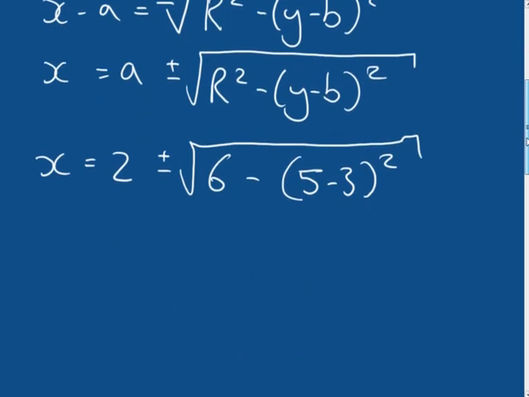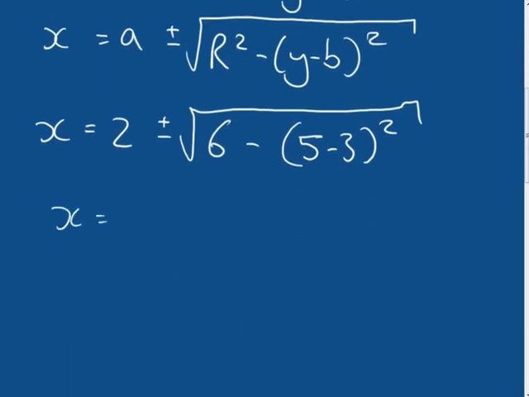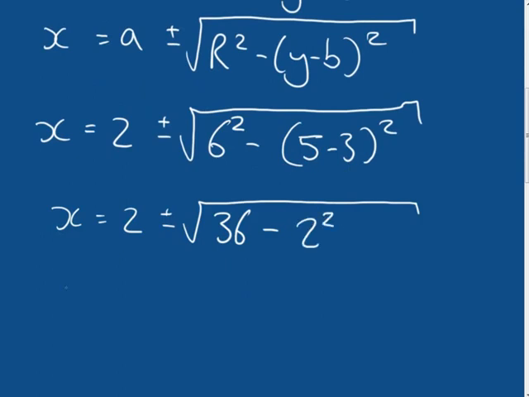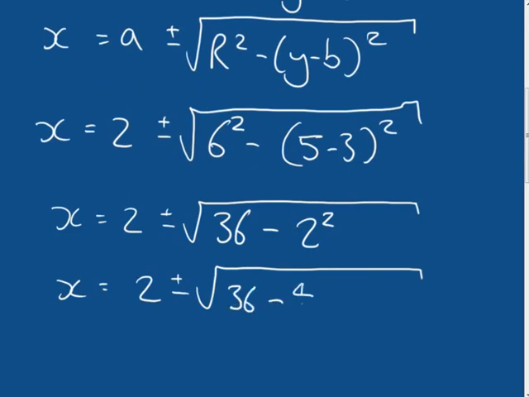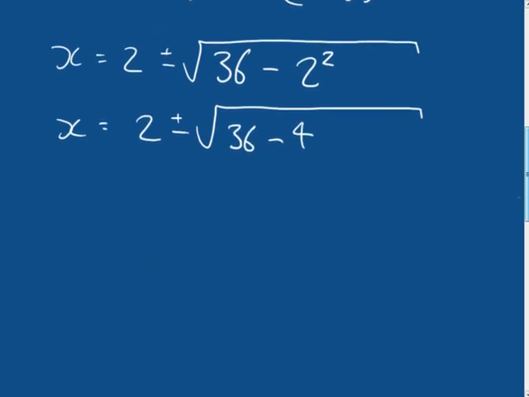And now let's evaluate that. So x is equal to 2 plus or minus the square root of, and that radius should be squared, there we go, 6 squared, so 36, minus 5 minus 3 is 2, so 2 squared. X is equal to 2 plus or minus, so that's going to be 36 minus 4. Fantastic. So x is going to be equal to 2 plus or minus the root of 32.